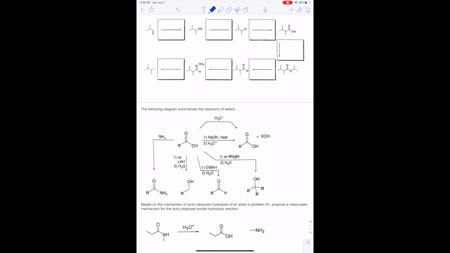The first step is to use oxymercuration demercuration to hydrate the alkene into an alcohol. Next, we will convert the alcohol into an alkyl chloride. Then, we will use a Grignard reaction to create a carboxylic acid. Then, we will create an ester.